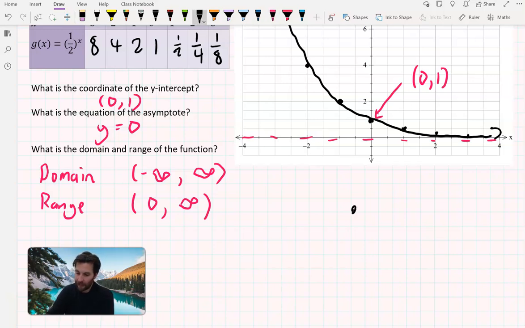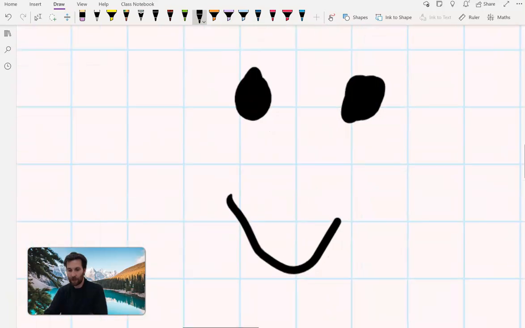Okay, so in class we're going to have a look at the impact of transformations and use that knowledge to sketch exponentials as well. But that's a story for another time.